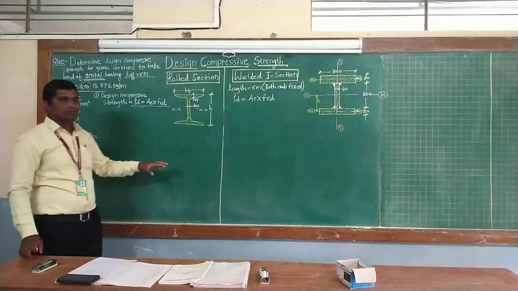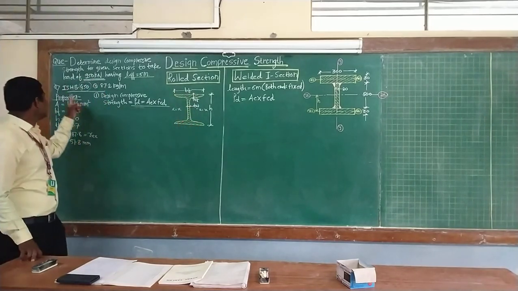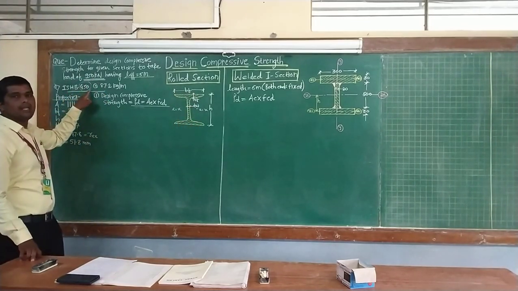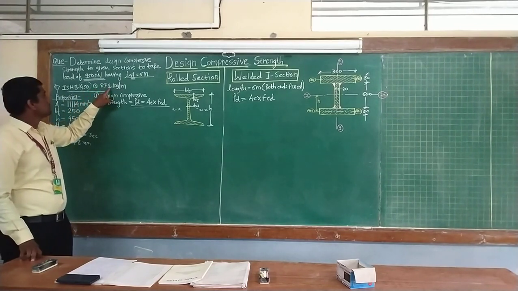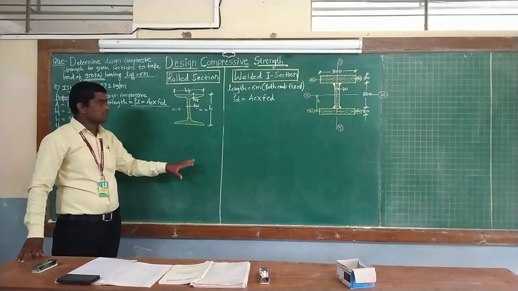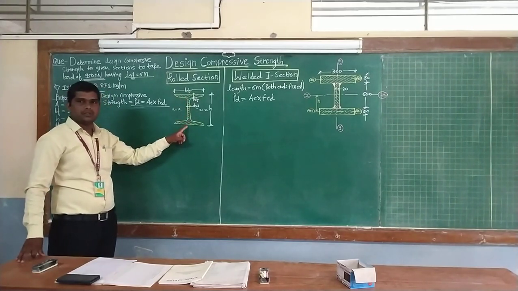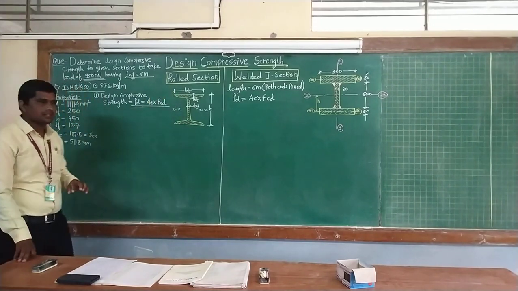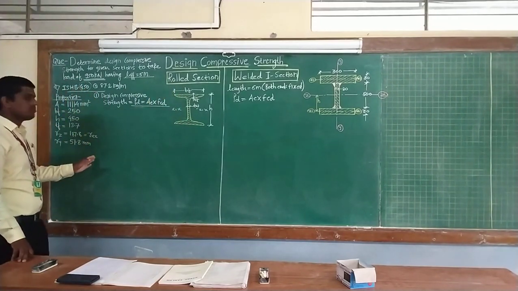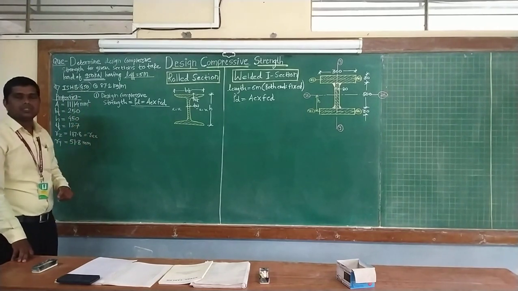First try to understand the properties given for the section ISHB 450 at the rate of 87.2 kg per meter. This section is called a rolled steel section, meaning it is manufactured or produced as a single piece. So it is called a rolled steel section. These are the properties, which we have already written. Next, starting with the solution.